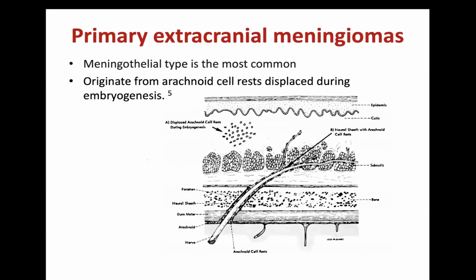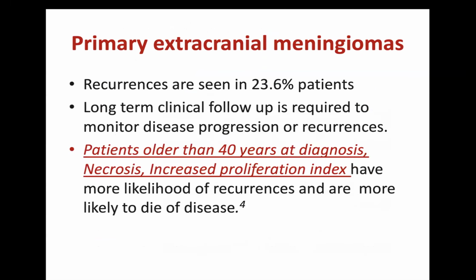The meningothelial type is the most common, and they originate from arachnoid cell rests which have been displaced during embryogenesis. Recurrences can be seen, so the patient should be followed up. Patients older than 40 years, or those with necrosis in the lesion or an increased proliferation index, may have a greater likelihood of recurrence. Very rarely they can die of the disease, for example if it is anaplastic.